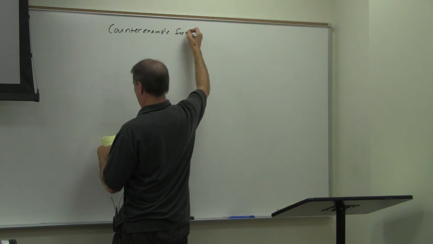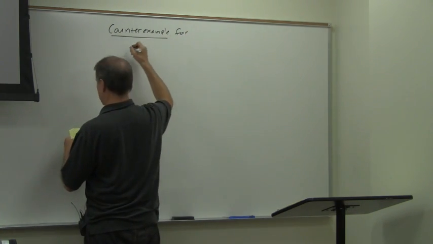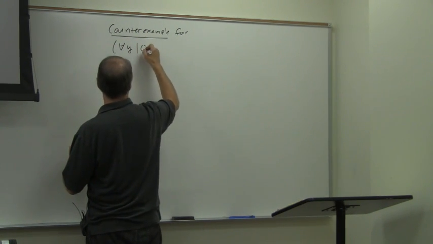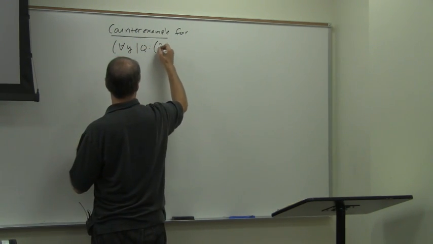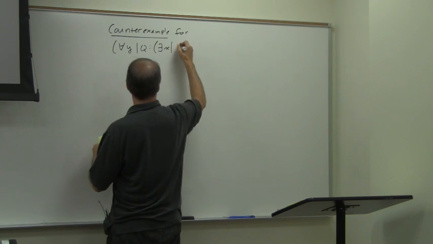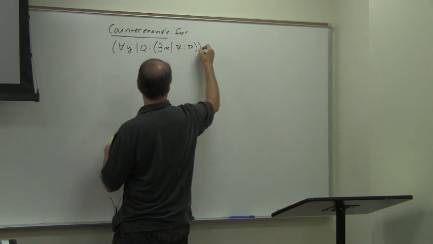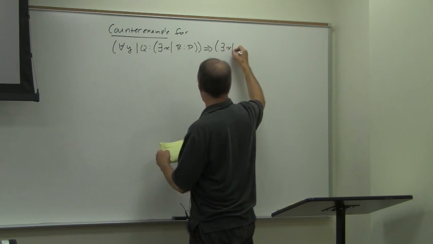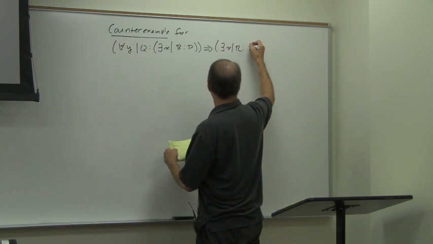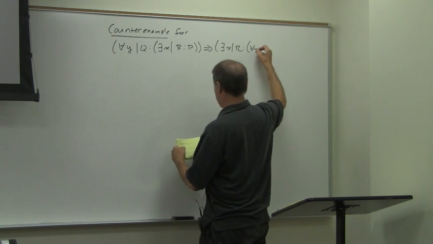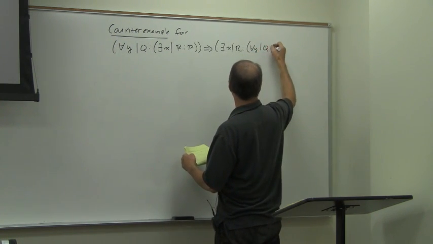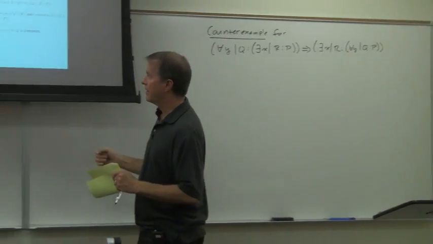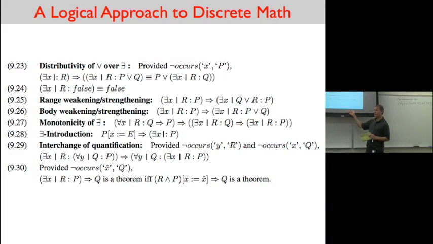This is a counterexample for: for all y, range q, body, there exists an x, range R, body P, implies there exists an x, range R, body for all y, range Q, body P. Now look, you guys, it's the other way around, right?